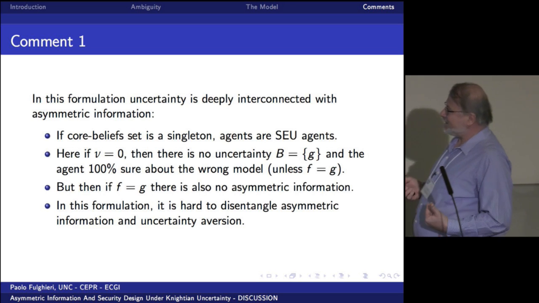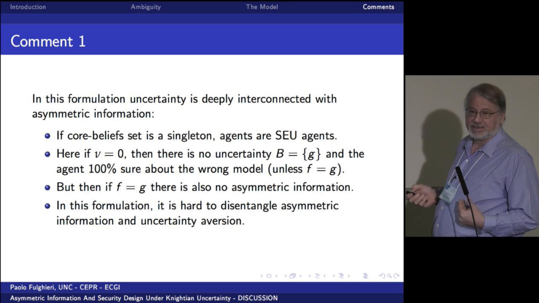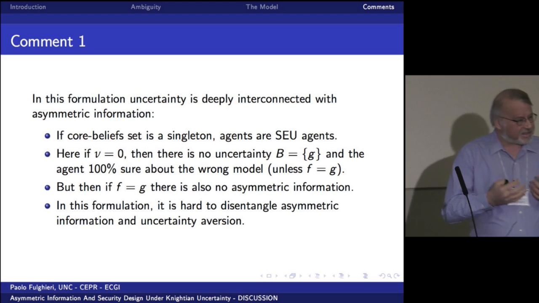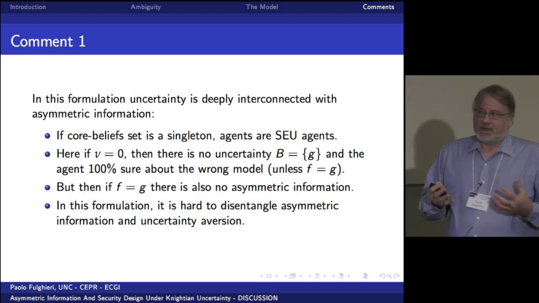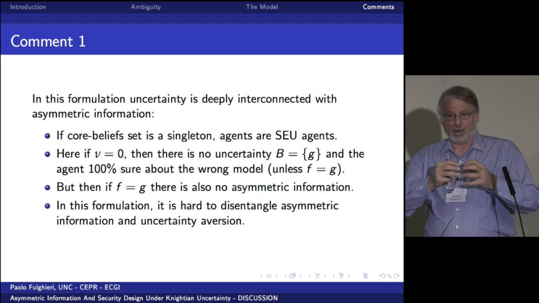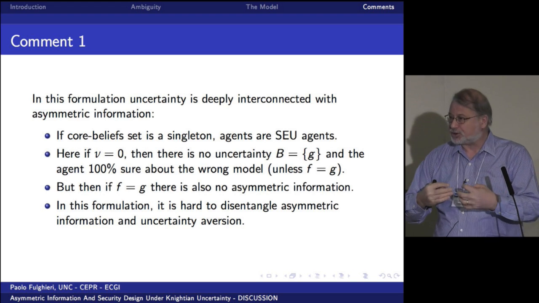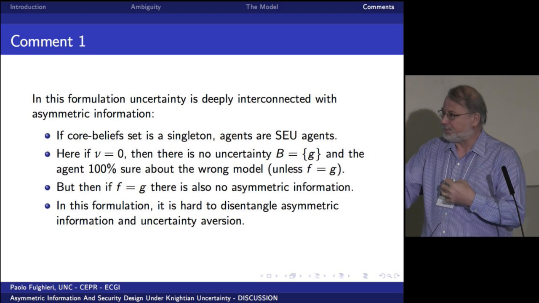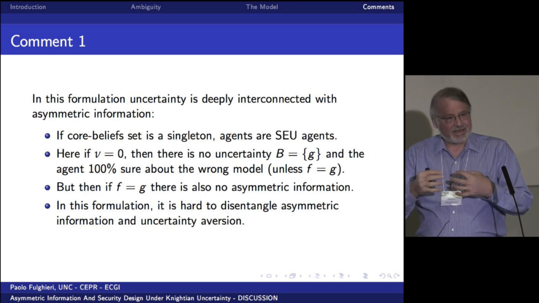Okay? But then if I require the consistency that F is equal to G, then there is really not asymmetric information. So the tension here is that it's hard to disentangle what is uncertainty aversion from what is asymmetric information. In a way, it's not really a model of asymmetric information the way we usually think about it. So we need to do some thinking about it, which is critical because I want to be able to model asymmetric information in the context of uncertainty aversion.